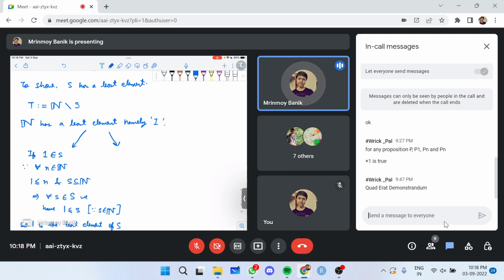So that was the easy part. Let's see if 1 is not inside S. So that implies 1 is inside T. Right. So 1 is inside T.